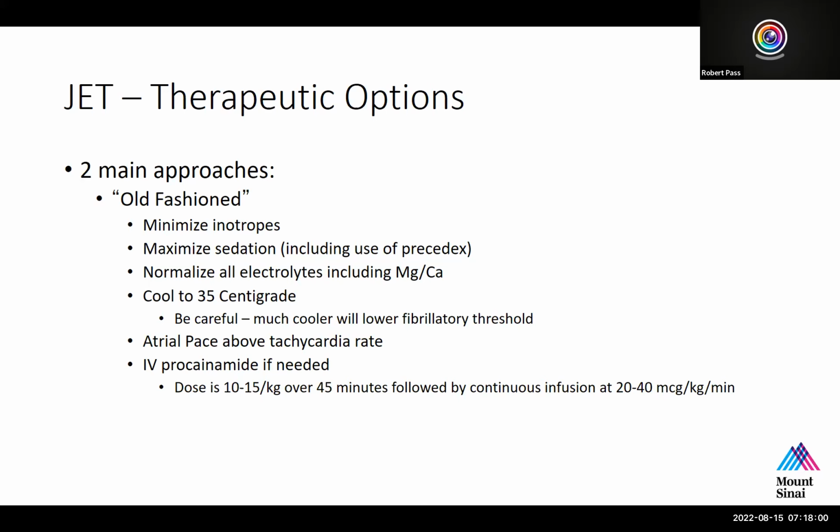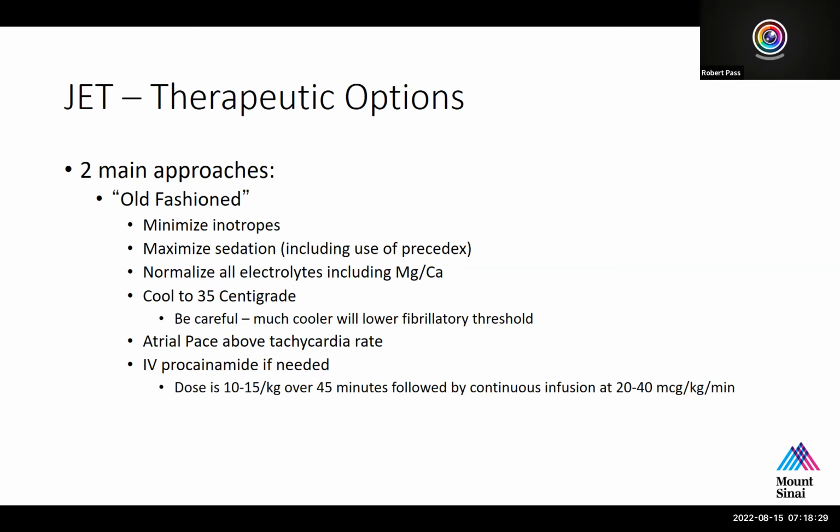And particularly Precedex has been reported in many case reports and studies now to be an effective agent even for treating JET, probably because of its very powerful sedative effects. And so Precedex is not uncommonly used in the treatment of JET, and it's probably because it's so commonly used today in postoperative patients, probably part of the reason we don't see as much JET as we once did in the past, but we still do see it.